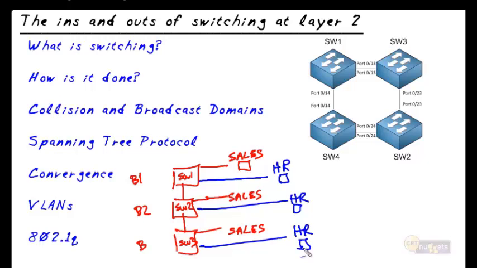But we want them to be separate. So how do we do that? We want all the human resources to be in one VLAN. We want all the salespeople to be in this different VLAN. How do we do that? The same exact way we did previously.